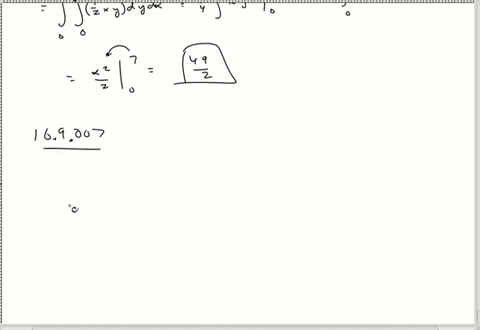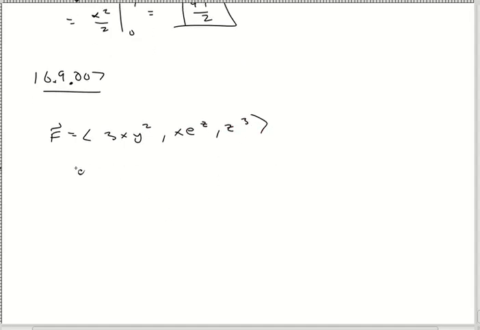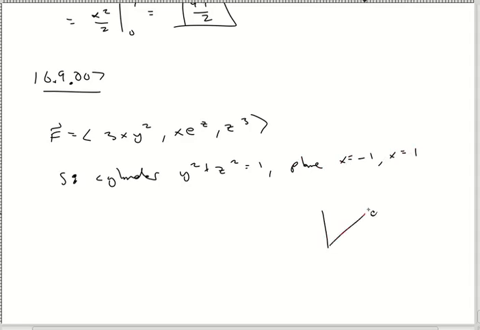Now, same thing: F is equal to 3xy squared, x e to the z, and then z cubed. And it says we want this along the surface of a cylinder, y squared plus z squared is equal to 1, and the planes x equals -1 and x equals 1. So what does this look like? Well, it's a circle. It's a cylinder this way, basically. There you go, and again from -1 to 1 for my x.